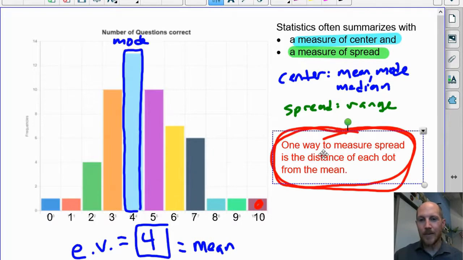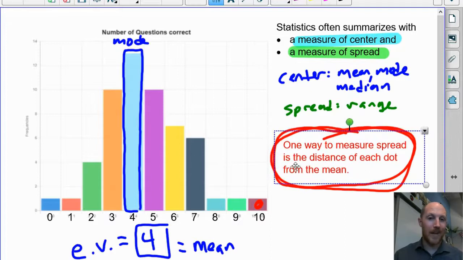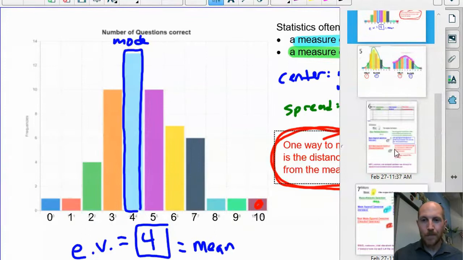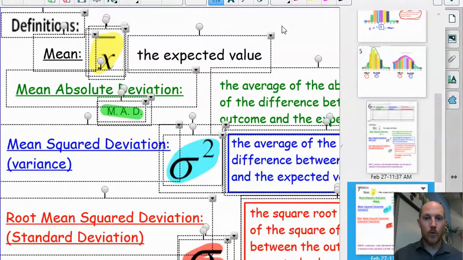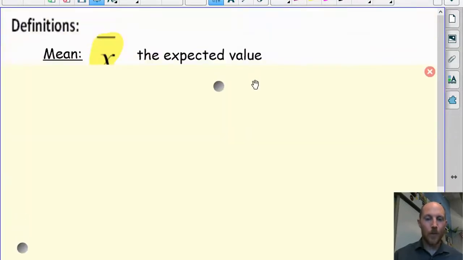Okay, so this idea is actually the mean absolute deviation, which is one of the things we're going to talk about today. So let's jump over here to some vocabulary. We've got 4 definitions we'll look at here, and these are all in the written notes, so you can write these down later. Mean, for our purposes, we're going to get that by doing the expected value. So in statistics, these calculations often have not only a name, but also a special symbol that they're referred to. And so the symbol for mean is X bar.